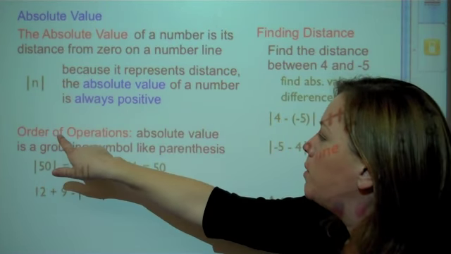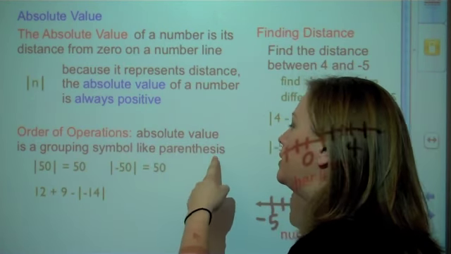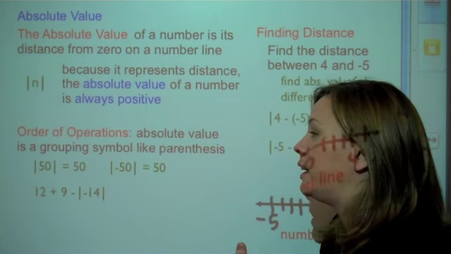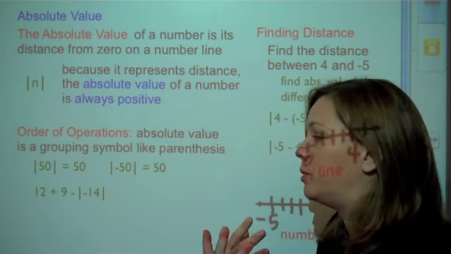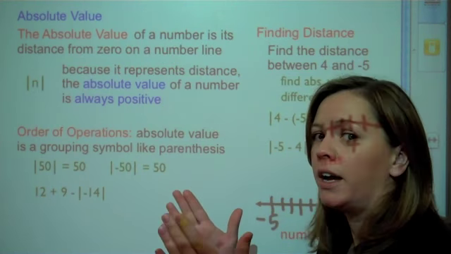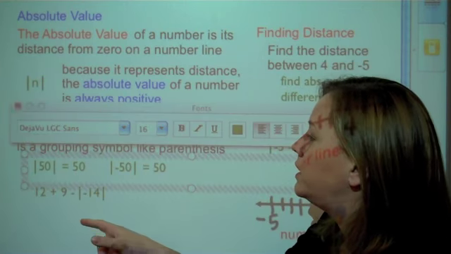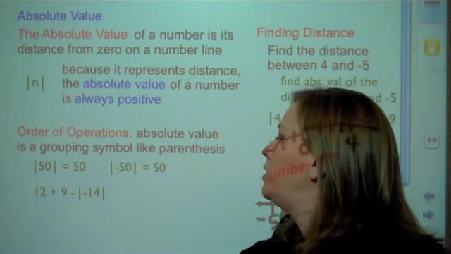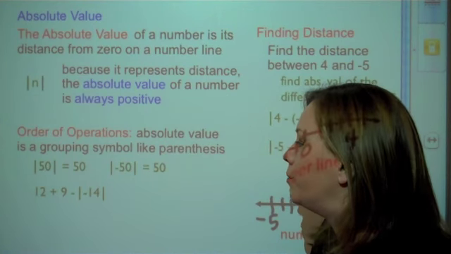So first of all, let's talk about how it relates to order of operations. Absolute value is a grouping symbol like parentheses. So we'll talk about order of operations in a second, but just remember, since it's a grouping symbol, you treat it like parentheses and do what's inside the absolute value bars first. So the absolute value of 50 is of course 50. The absolute value of negative 50 is of course 50, because both of those numbers are exactly 50 units away from 0 on the number line.